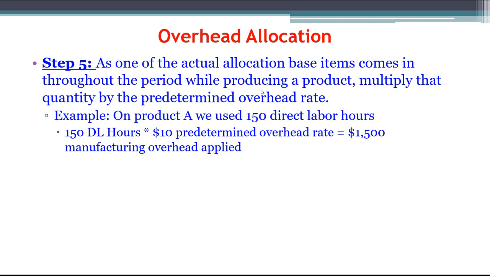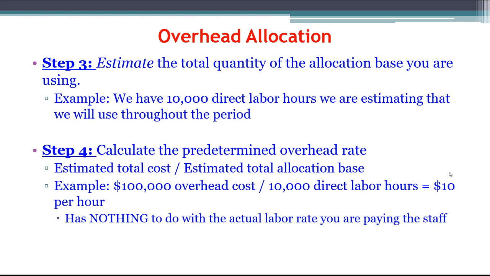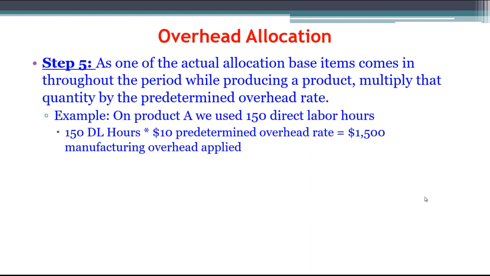Now step 5. Keep in mind, in step 4 we now have a rate, $10 per hour. Every hour of direct labor that's used by any of these jobs is going to accumulate $10 of overhead cost for that job. So now we start getting to actual data. Up to this point, it's all been estimates at the beginning of the year or even before the beginning of the year. Now that we're into the year, we're working on the jobs.